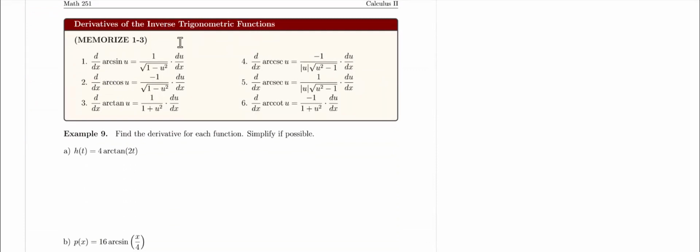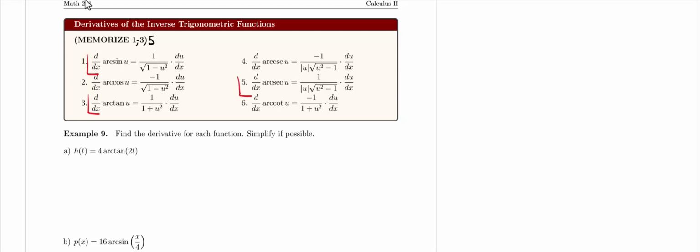Now I listed here memorize 1, 2, 3, but really, what you should memorize here is formula 1, formula 3, and formula 5. The reason I'm asking you to memorize these formulas is because, if you notice, some of the formulas look very much the same, with the difference being that some of them are positive, some of them are negative. The derivative for the arcsine is 1 over the square root of 1 minus u squared times du/dx, but the derivative of the arccosine is negative 1 over the square root of 1 minus u squared times du/dx. It's the same thing, it's just that the sign is different.